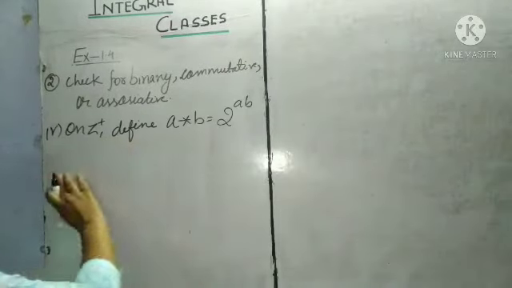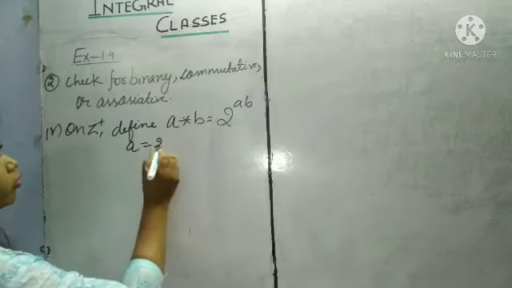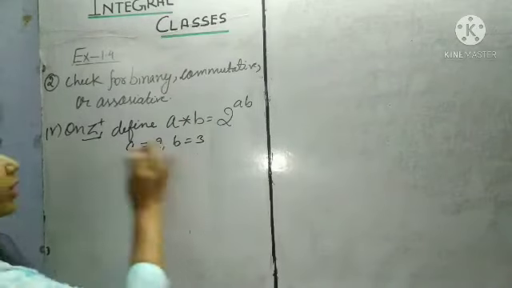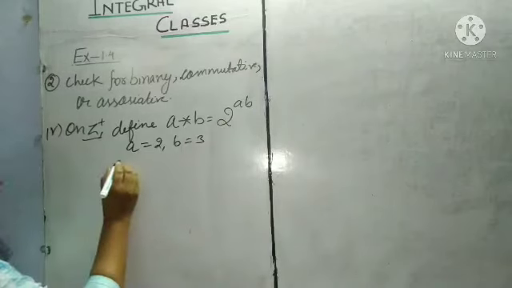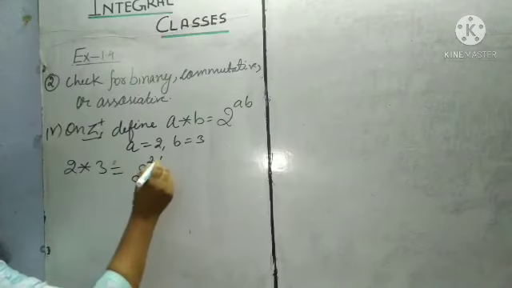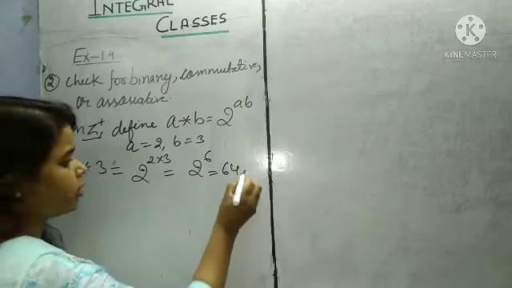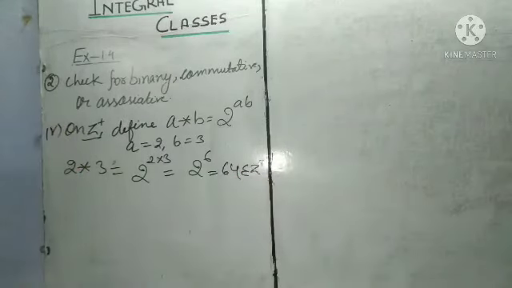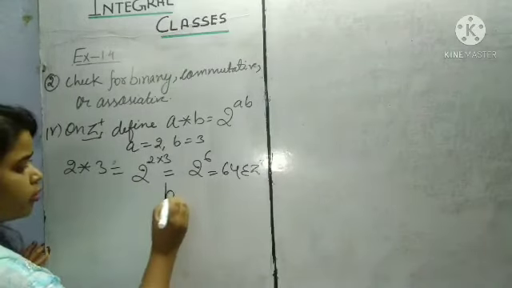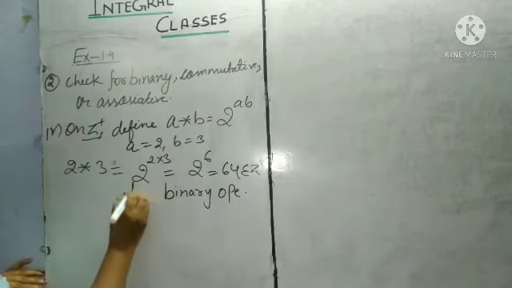For binary, if we take A equal to 2 and B equal to 3, because Z plus means all positive integers we will consider here. Then 2 star 3 equals 2 into 3, then 2 exponent 6, which is 64 and belongs to Z plus. So it follows binary operation.